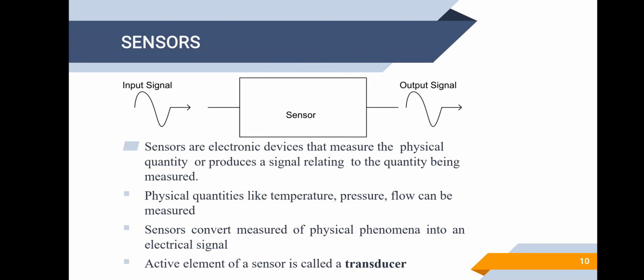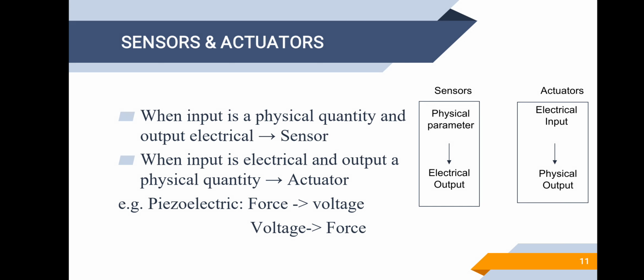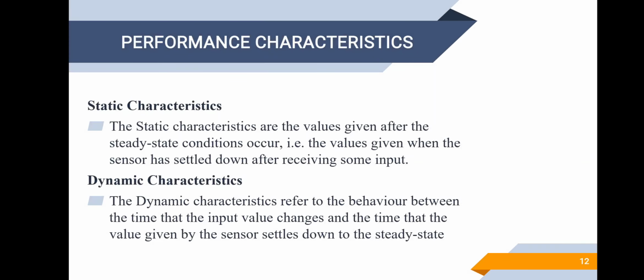Performance characteristics. To select a sensor, we must understand its performance characteristics. These are divided into static characteristics and dynamic characteristics. Static characteristics describe the sensor behavior under steady conditions. Important parameters include range, accuracy, sensitivity, resolution, and error.